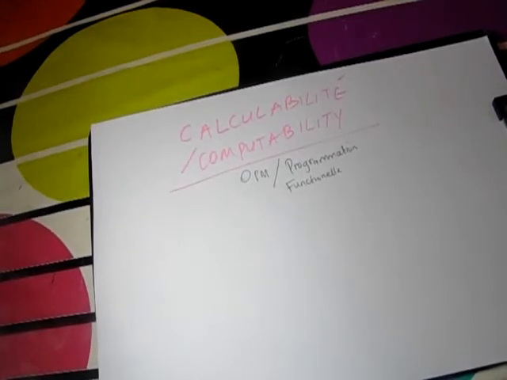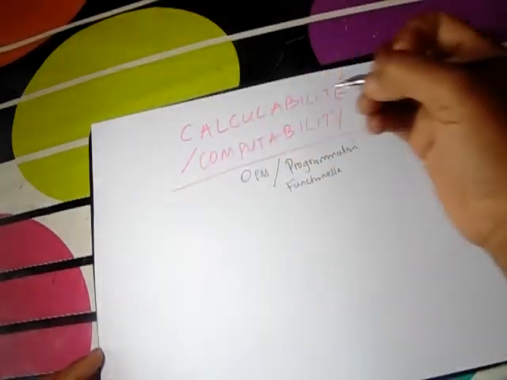Calculability helps to calculate functions using algorithm. So in general, we define calculability as a function that can be calculated with the aid of an algorithm, because it follows a step-by-step process or instruction, like I said at the beginning of this video. So next we're going to look at the recursive functions.